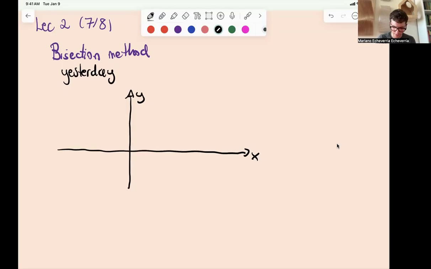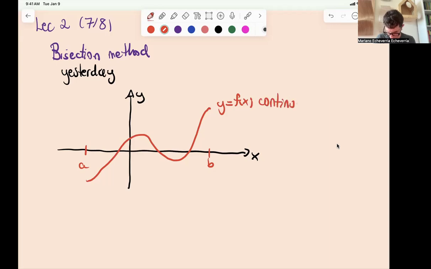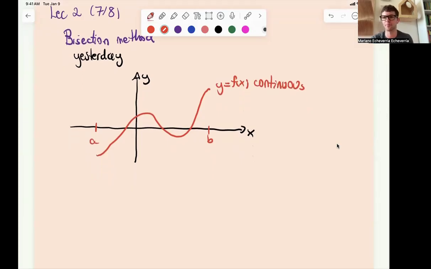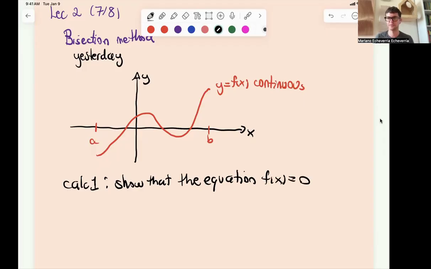If you have a continuous function on an interval, let's say an interval A and B, then a classical problem in Calc 1 is to show that the function must intersect the x-axis. The way that was written back then is that you would like to show that the equation f of x equals 0 has a solution on this interval, right?